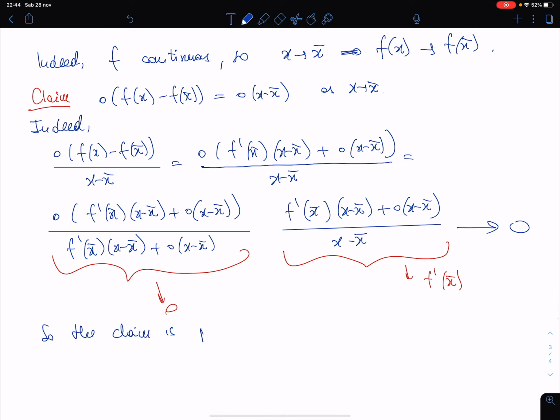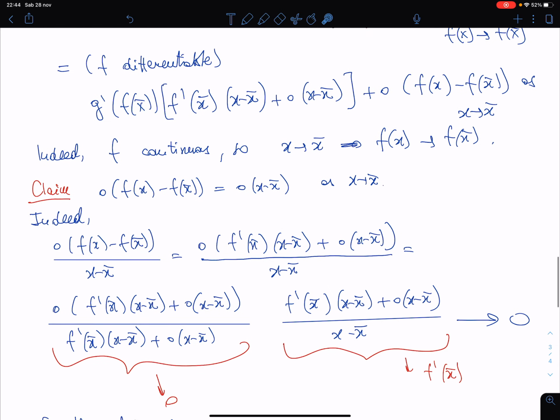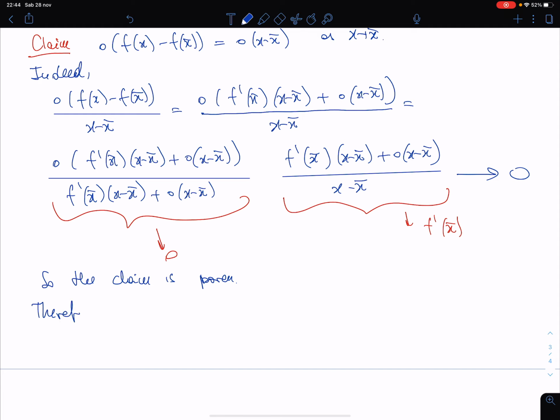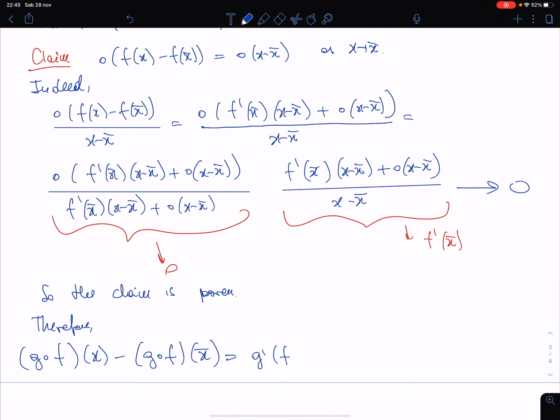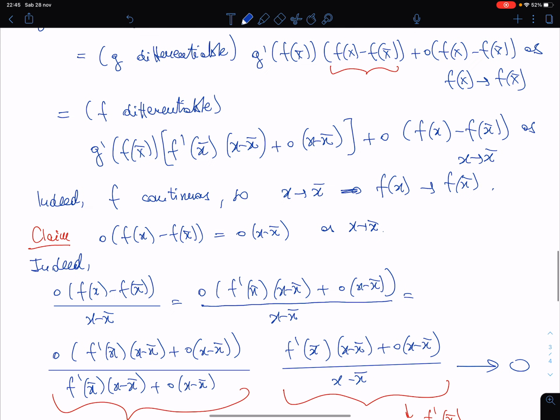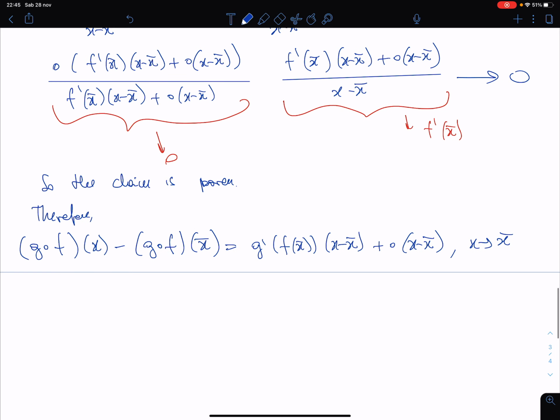By proving this claim, we have that this last little o of f of x minus f of x bar indeed is a little o of x minus x bar. So we go on, therefore, the composition of f and g at x minus the composition of f and g at x bar is equal to what? So stay here, g prime of f of x bar times x minus x bar, and then here you just have a little o plus little o of x minus x bar as x going to x bar. So again, we have that the increment of g composed f is equal to a linear part plus little o. And be careful to this formula, then we will have some examples of that. So the theorem is proven.